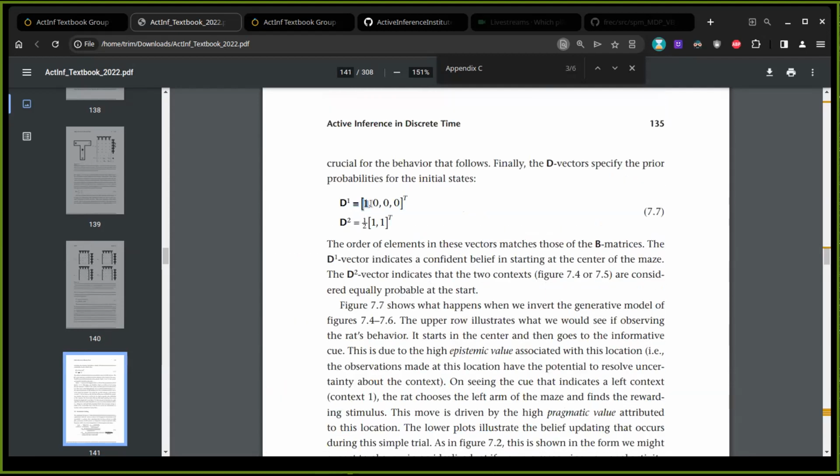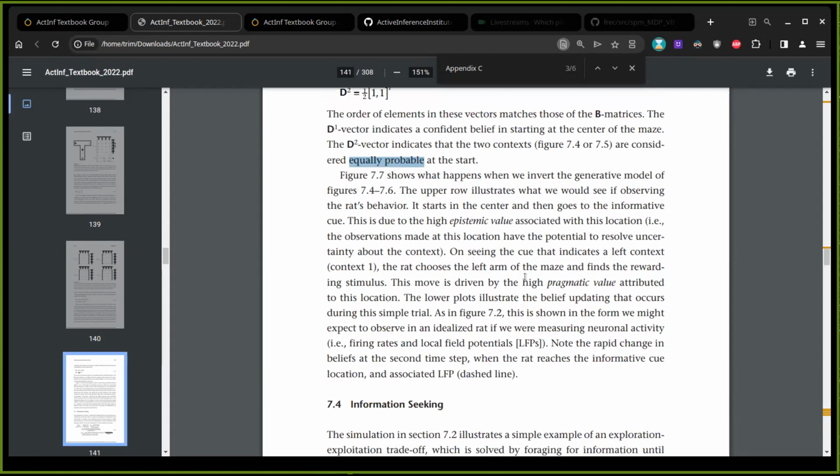D is the prior. It has a perfect true belief about its starting location. And regarding the context, it has a 50-50 uncertainty, equal probability of which context it's in.